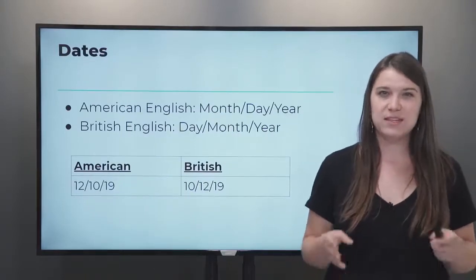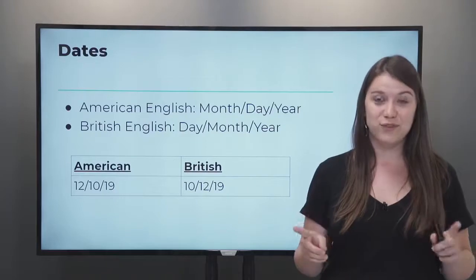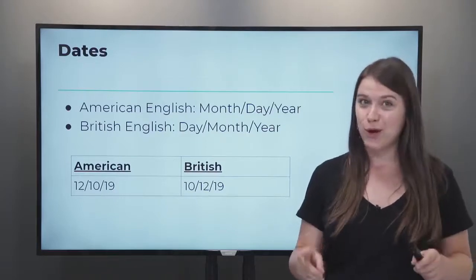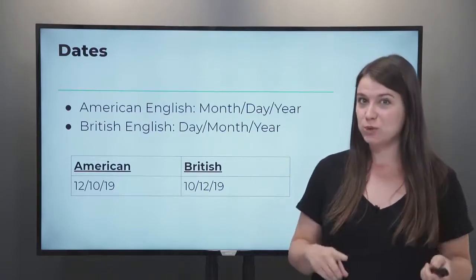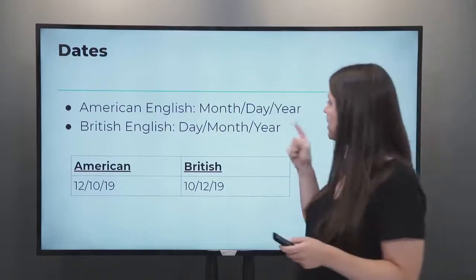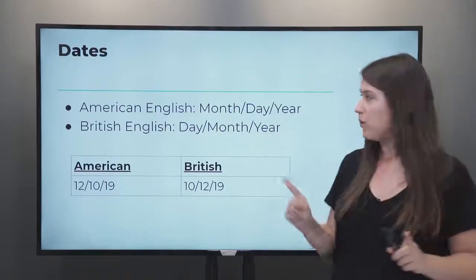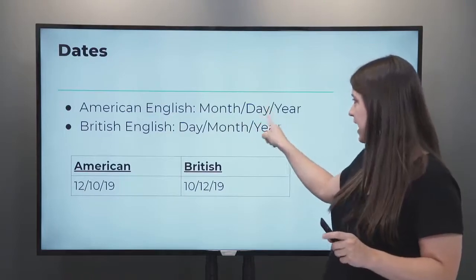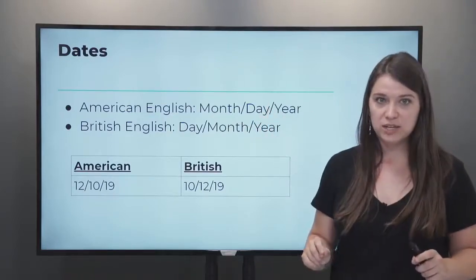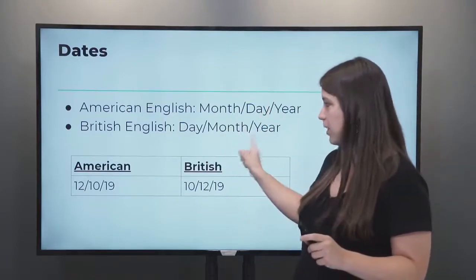Okay, now let's look at how we write the date. This is something that's really important because it can be very confusing and you want to make sure you know which one is the month and which one is the day. Okay, so in American English, we write it in the following way. First the month, then the day, then the year. In British English, it's the day, the month, and the year.